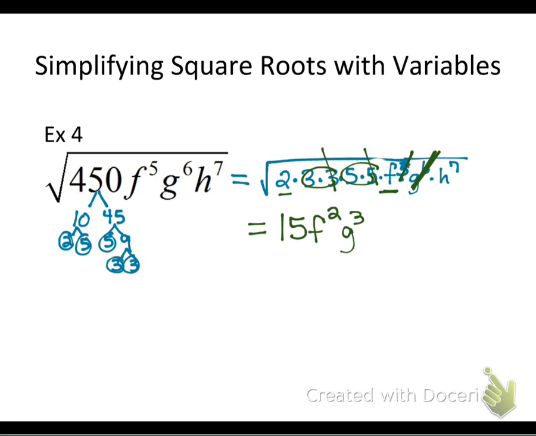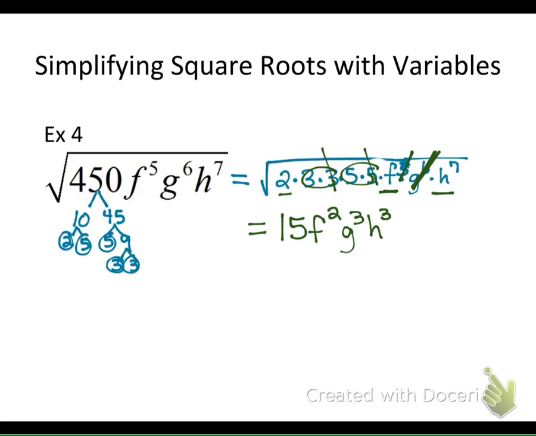Then I go to my next one, h to the 7th. 7 odd or even? Odd. Because it's odd, I'm going to underline the h because I'm going to have one h left. I take 1 off of the 7 and get 6. What's half of 6? 3. So h to the 3rd is going to go to the outside.